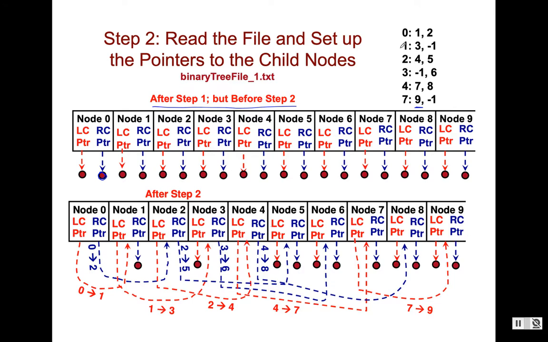So node 0 has children 1 and 2, node 1 and node 2. For node 0, this is our node 0, the left child is going to point to the address of node 1. So 0 to 1 and 0 to 2. The right child is going to point to node 2.